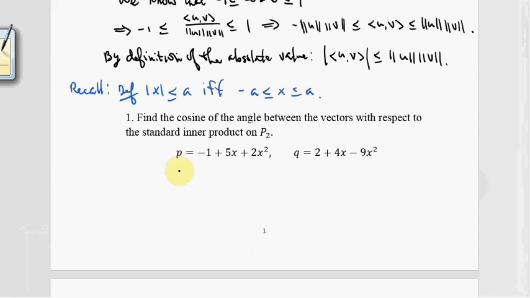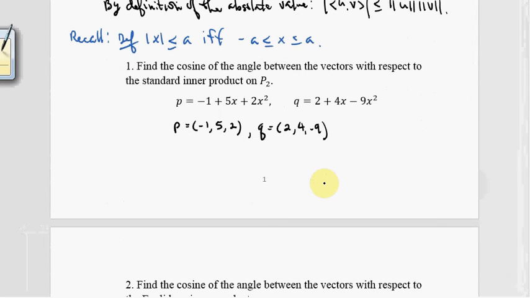So here, notice that P is a vector with components -1, 5, and 2, and Q is a vector with components 2, 4, and -9. So to find the cosine, we need to find the inner product, then also the respective norms. So the inner product of P and Q would be -1 times 2, which is -2, 5 times 4 is 20, and then 2 times -9 is -18.